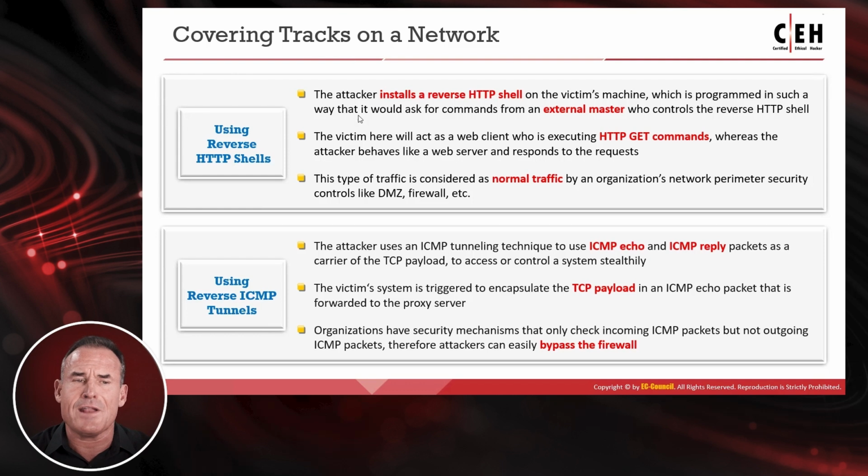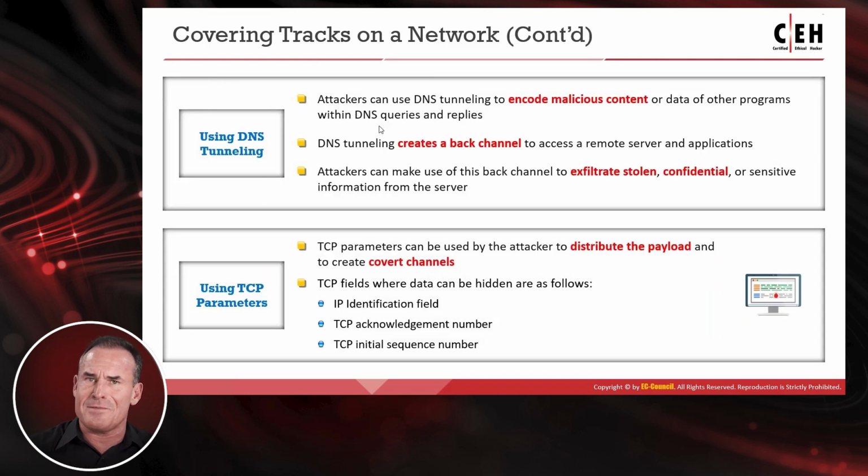All right, covering tracks on the network, we're going to address covert channels in our malware threats discussion, but the idea here is to obscure your communications across the network if you're remotely interacting with a compromised host. Reverse HTTP shells, ICMP tunnels, these are great ways to get a connection back out of the network, but I'm going to diagram it, whiteboard it, talk about it in our Trojan discussion tomorrow. DNS tunneling and TCP parameters are both options as well.